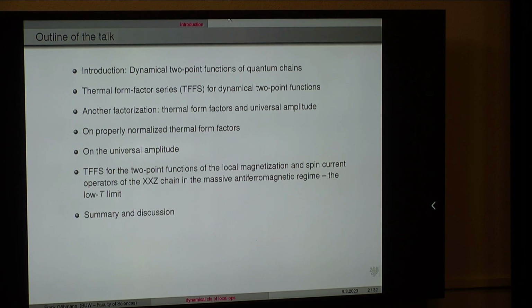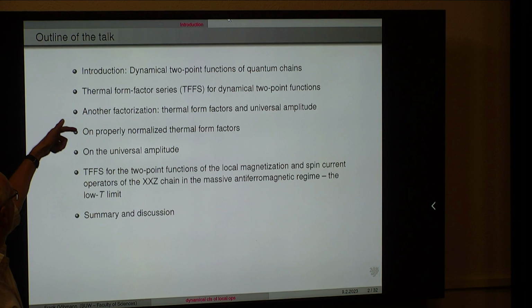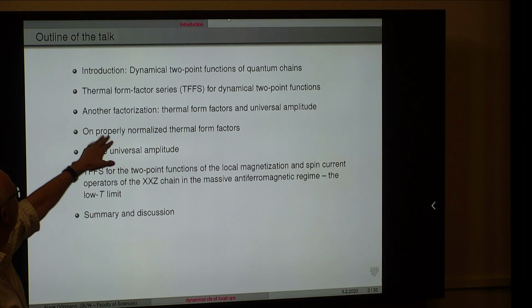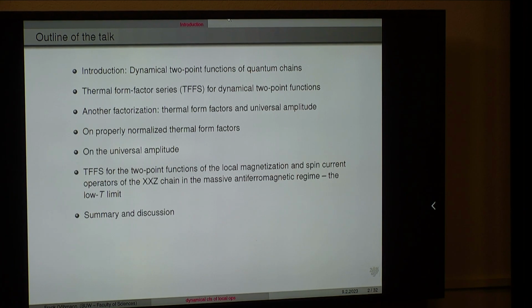This is what I call the universal amplitude. Of course, it does not depend on the operator, as opposed to the part which depends on the operator, which is a properly normalized form factor. This will be connected with the fermionic basis. This gives you Bethe ansatz results in this part.